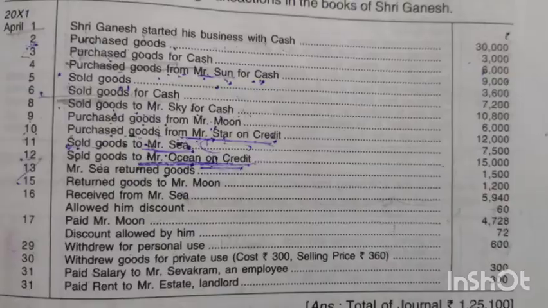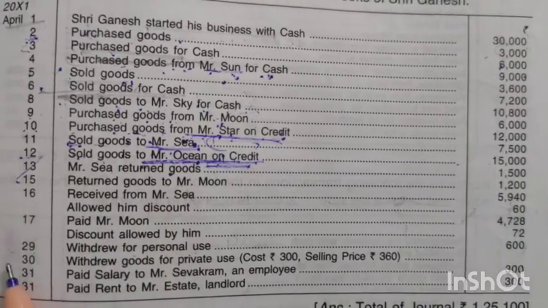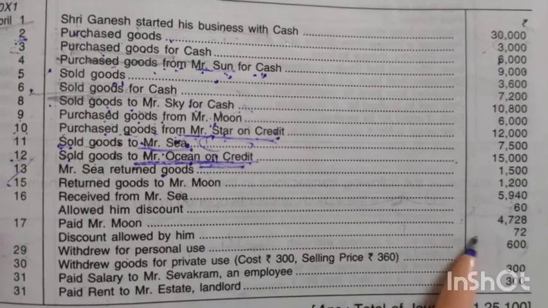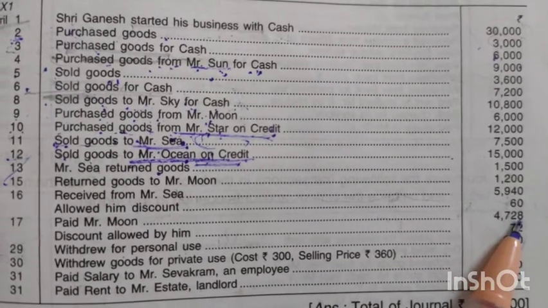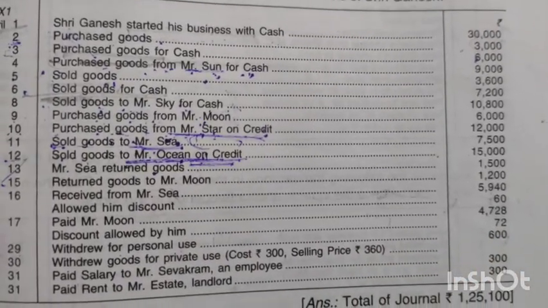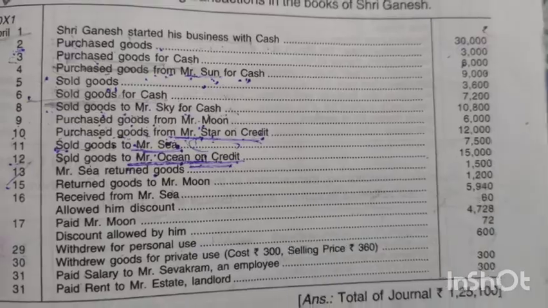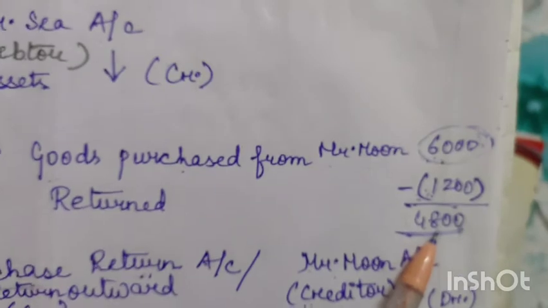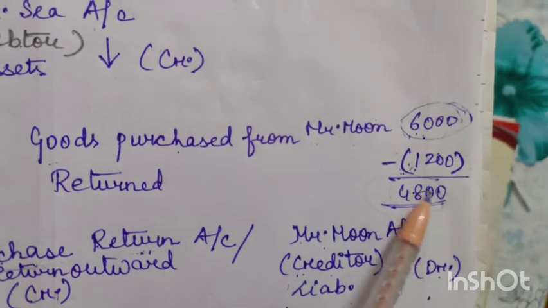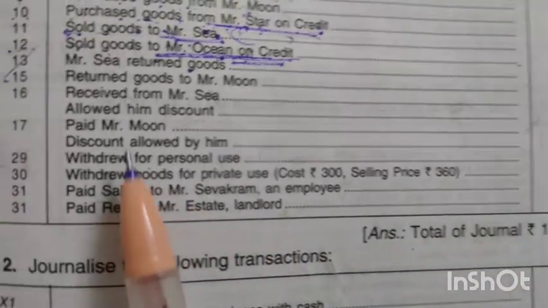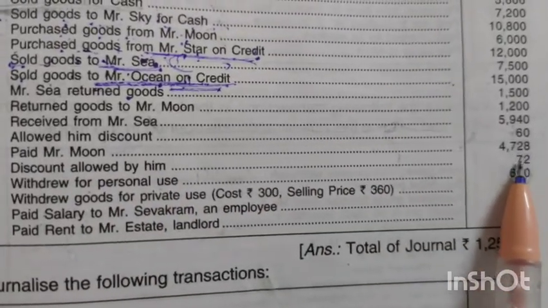Okay, the entry is done. Now the next entry, on April 17, paid Mr. Moon. Now we have paid Mr. Moon 4,728 and discount allowed by him was 72. If you go to the previous transaction we have done, you can see that we are supposed to pay Mr. Moon 4,800, right? But how much have we paid him? We have paid him only 4,728 and he has allowed us discount of 72.